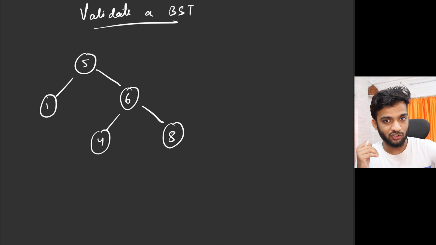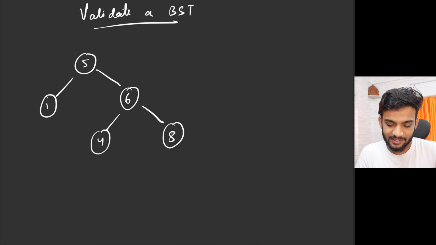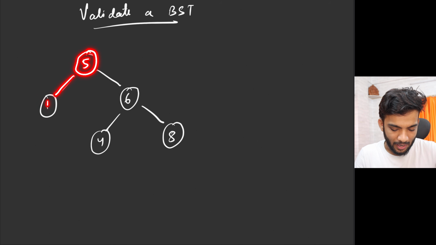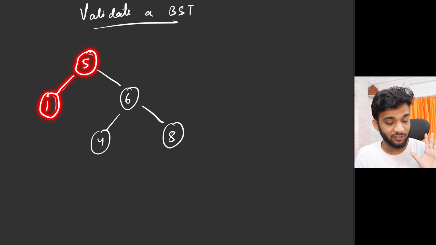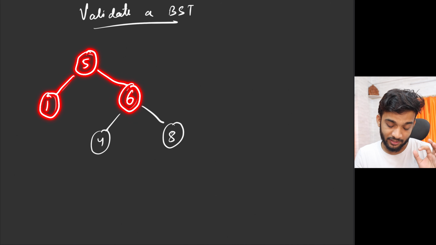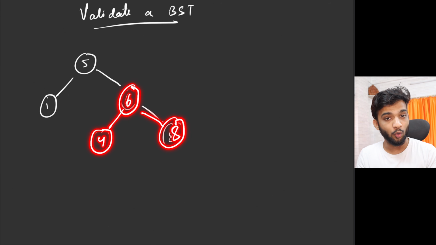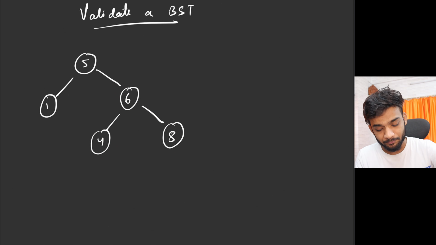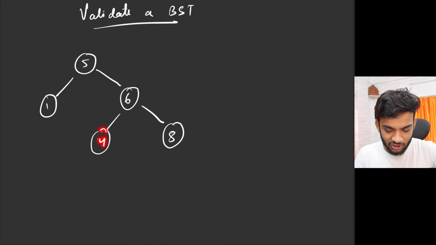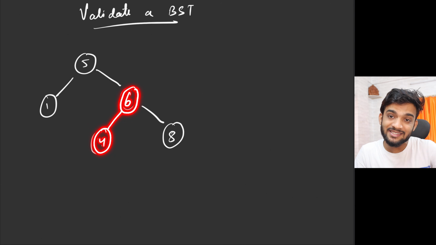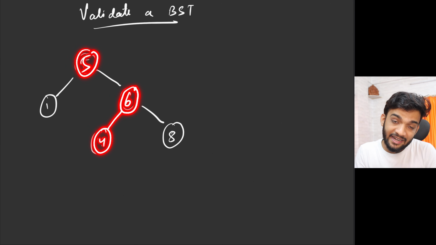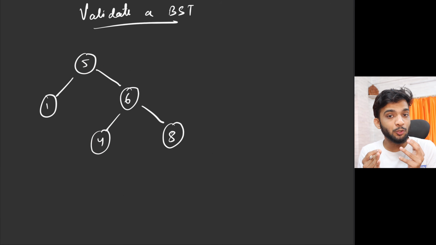Now the question arises, how do you make sure? Because there's a lot of cases that you have to consider. Now you cannot just say, okay, I have a 5, so 1 that's on the left of 5 is smaller, 6 that is on the right of 5 is greater, so it's okay. Then there is 4 which is on the left of 6, hence okay, and then there is 8 which is on the right of 6, hence okay. You can't say that, right? Because for this 4 to be valid, it has to be lesser than 6 and at the same time greater than 5. So this is where the intuition comes in.